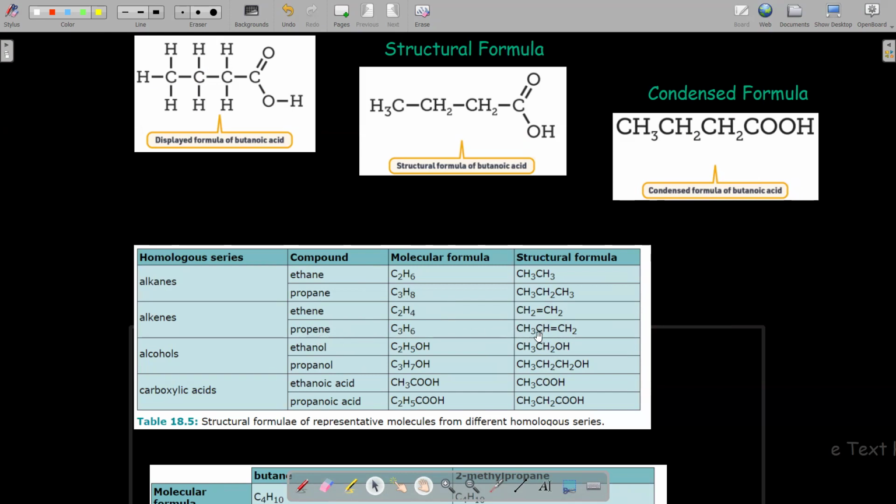Let's go to propene, where you have 3 carbon atoms. So where is the double bond? The double bond is between the first and the second carbon atom. We will see how to number the chain in maybe the next video. Now taking alcohol as an example, ethanol. So where is OH? In propanol, where is OH attached? So structural formula also gives us where the double bonds are.